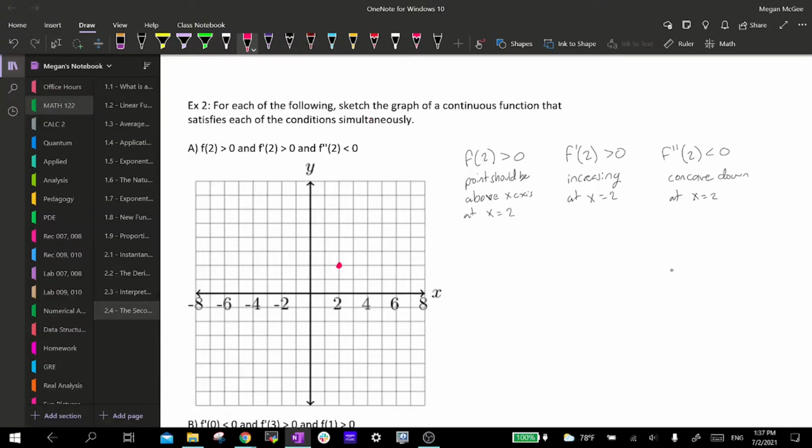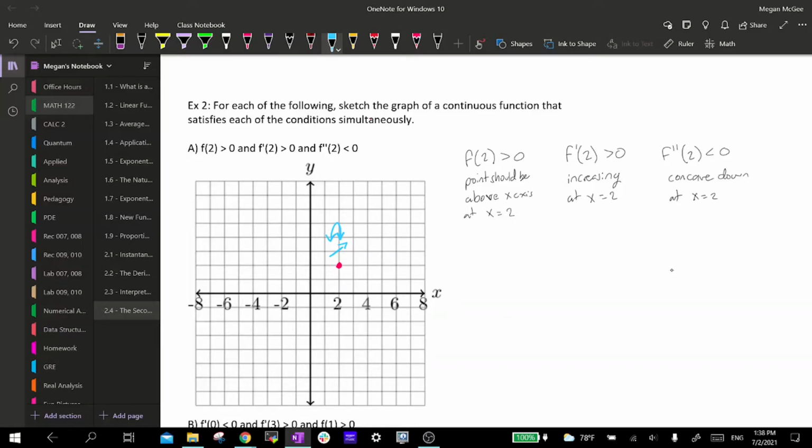Alright, so it just needs to be above the x-axis. I could have picked this point if I wanted to. Both of those points satisfy being above the x-axis, but I'm going to stay where I am. Then we know that we need to be increasing. So I'm going to pick a different color and just say that we must be increasing at x is equal to 2. And then we also know that we need to be concave down at x is equal to 2.